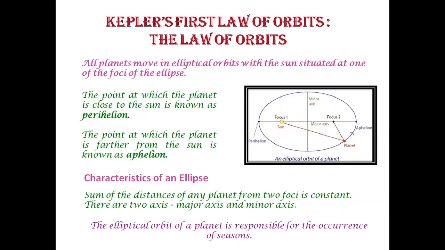And there are two axes, major axis and minor axis. Major axis, which one do we call the major axis? Along the x-axis, this is the major axis 2a, and along the y-axis, this is the minor axis 2b.